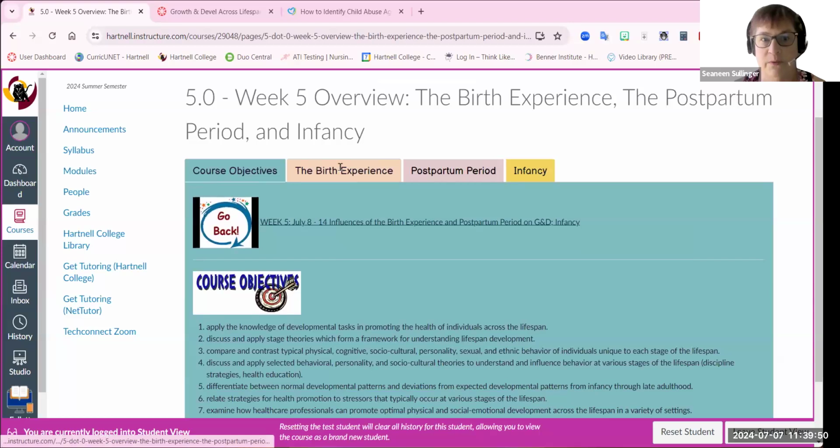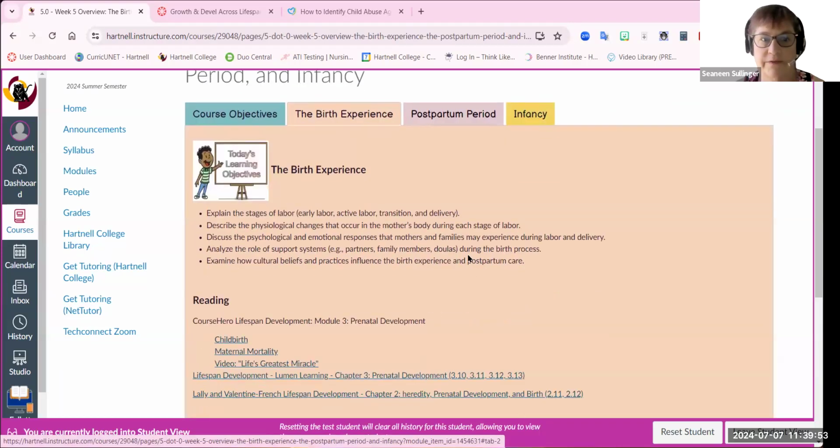These tabs will take you to a summary of each of the topics for the week. So for example, the birth experience. Here are your objectives. We're just going to go over a basic understanding, not deep into the understanding of the birth process. That's for another time and place. But this is just basic and how the emotions and physical changes might affect growth and development of the mother, the father, any of the family. And then also looking at the postpartum period. Again, not in terrible detail, but postpartum depression, caring for the baby, and then moving into infancy.